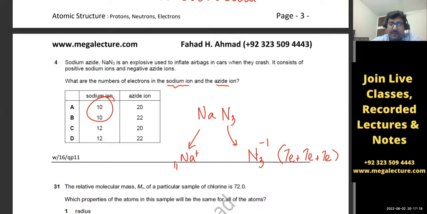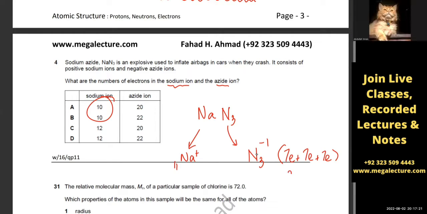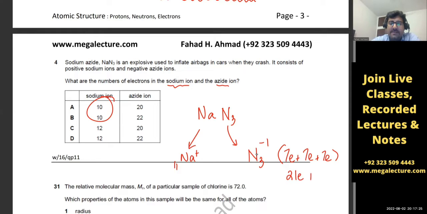7, 7, 7, that's 21 electrons, right? So that's 21 electrons plus it's got a negative charge on it. So that means there's 1 extra electron as well. So the total number of electrons is going to be 22. So the answer is B. Is that clear? Yes, sir.